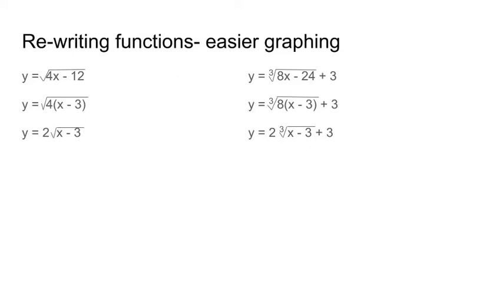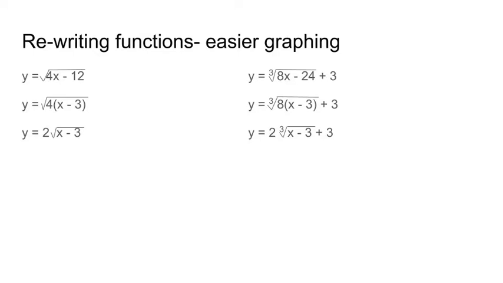Remember when we had absolute value functions and the x wasn't 1, we factored a value out to make it 1? Well, we do the same thing here. So in this case, we'd factor the 4 out, and we would get y equals the square root of 4 times x minus 3. Because we're talking square roots here, we can actually take the square root of 4, which is 2, and we have y equals 2 square root of x minus 3.